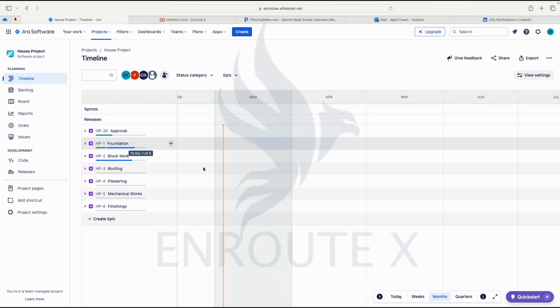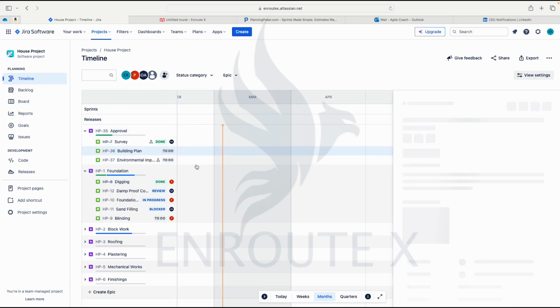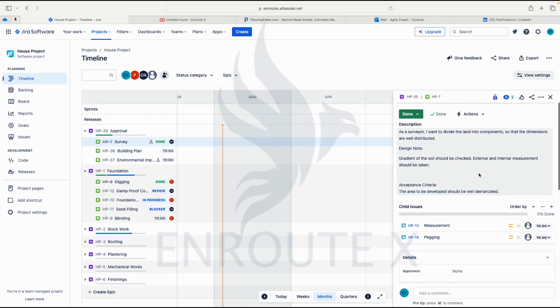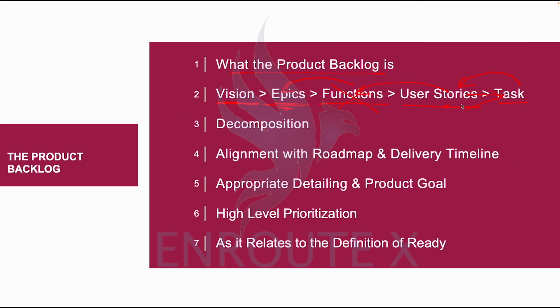Let me show that to us again. I think we wrote a story somewhere. Which story was that? I'm not sure if it is this project. Okay, yeah. So we can see from here, under survey, we have measurements as task. We have pegging as task. So we have the epic, approval. We have the user story, survey. We have the tasks, measurements and pegging. The same as what we have here. So all this is what we make reference to as decomposition.